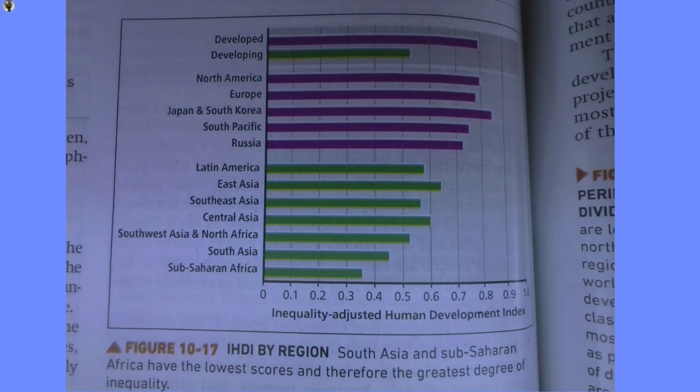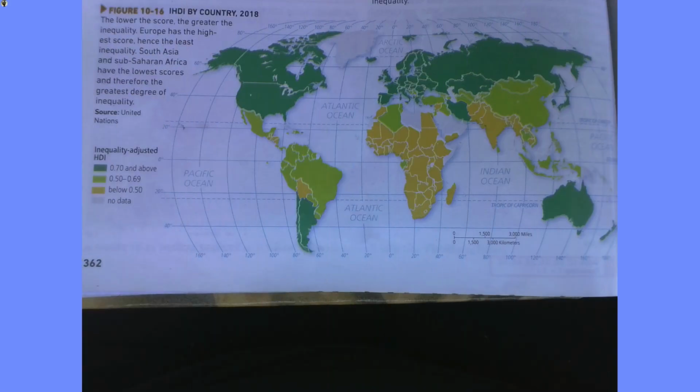Here you can see the IHDI averaged by region. The lower the bar, the more inequality. Sub-Saharan Africa and South Asia have the lowest IHDI scores, while North America and Japan and South Korea have the highest. As you can see, LDCs tend to have more inequalities than MDCs. On this map here, you can see the score by country, which further cements what the graph told us, with the lowest scores being seen in Southern Asia and Sub-Saharan Africa, and kind of in Latin America.